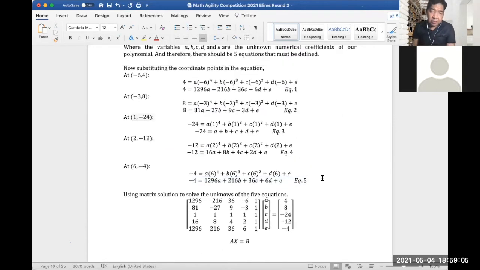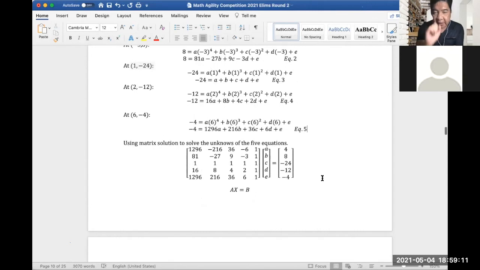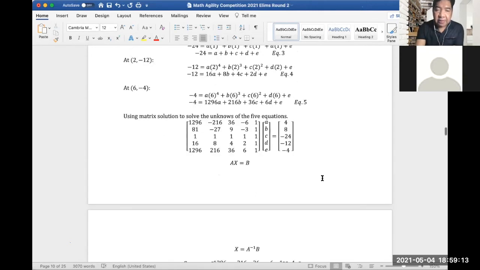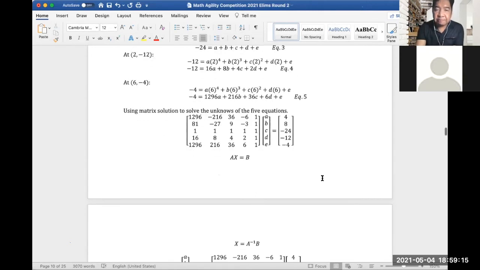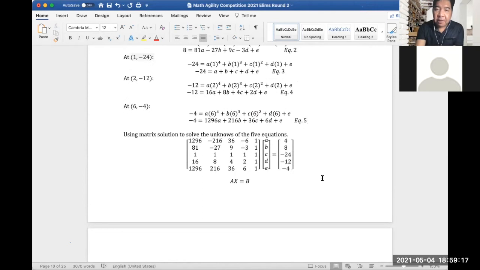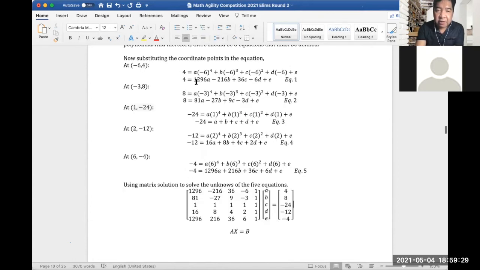So 4 unknowns can be solved by 5 equations. What I used here is a matrix solution. All of the numerical coefficients of our polynomial would be lined up here. So I wrote the first equation: 1296, the numerical coefficient.